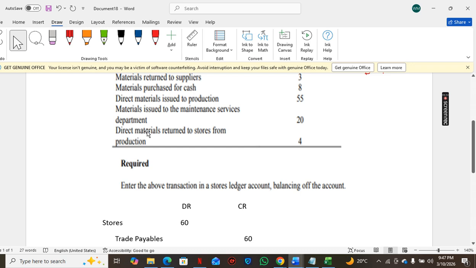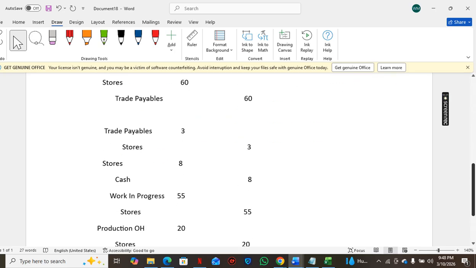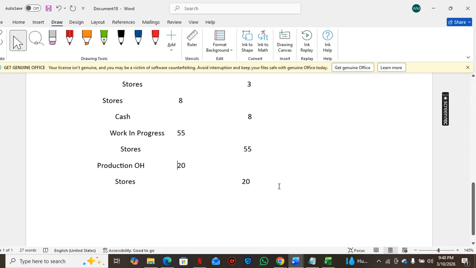Then finally, direct materials returned to stores from production. So they're coming back from work in progress. Since they're coming back from work in progress, work in progress is an asset. Reduction in an asset, you credit. So you credit work in progress. So from work in progress, they're coming back to the stores account. Stores account, increase in an asset, you debit. So you debit stores account 4 million.